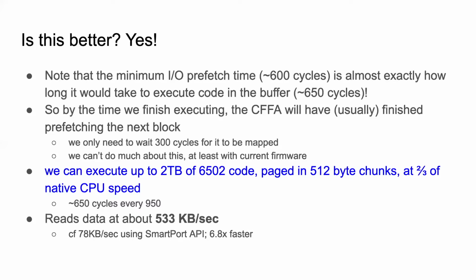And this is paged in 512-byte chunks into memory, but we can execute at about 2/3 of native CPU speed. About 650 cycles was useful work with about 300 cycles of overhead, but this is very close to main memory speed, even though we're paging it in dynamically from compact flash. And it turns out we're able to read and map in the data into memory at about 533 kilobytes per second, at least on my hardware, which is about 7 times faster than the usual SmartPort API.